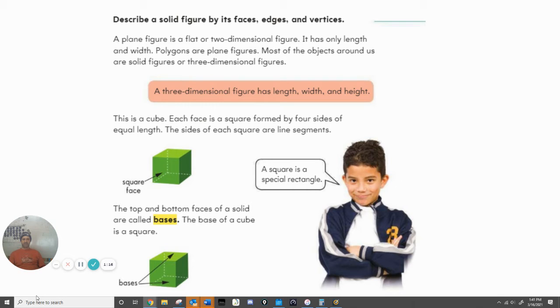It says the top and the bottom faces of a solid are called bases. Oh, I don't like this. You could turn that square over and you've got a new top and bottom, and those could be the bases. So the bases are really 2 flat parallel congruent surfaces on the figure. Take a look, read through this, pause, and then continue.